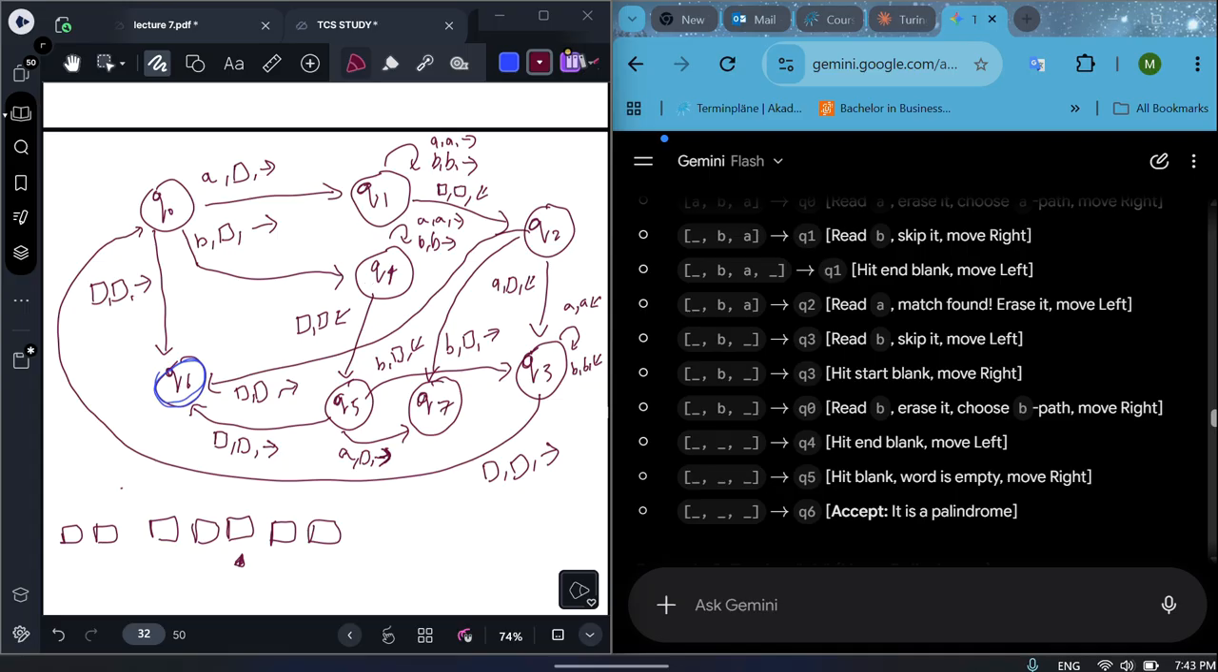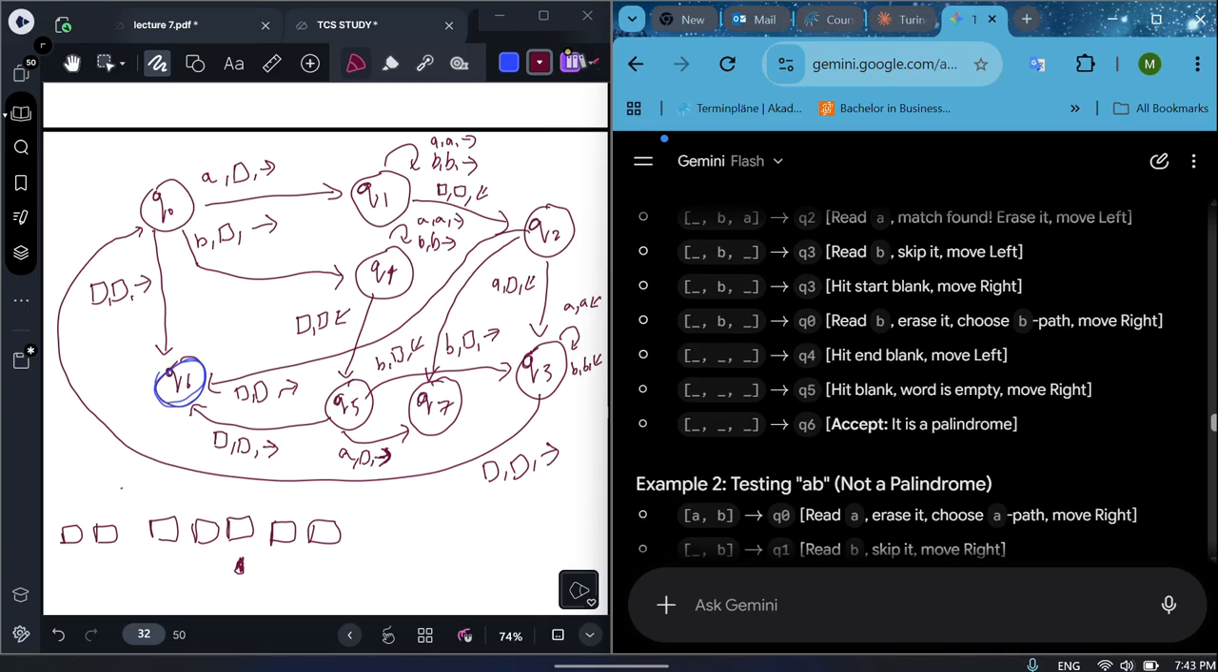And on Q4, you hit end blank, move left. So this is blank. You read a blank, you just go left and you change to Q5. In Q5, you hit blank, word is empty, move right. So you have a rule for reading blank in Q5. The moment you read a blank, and that's what we're reading, go one step right. The whole word is supposedly empty. So just go to Q6 and accept it. That's what the Q5 did. It went to Q6 and accepted it.